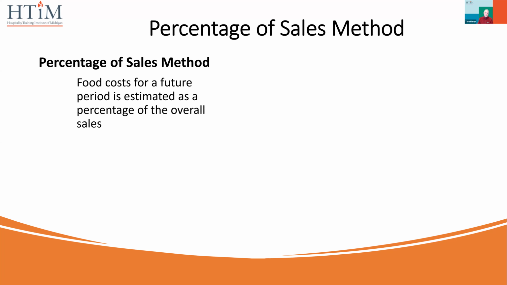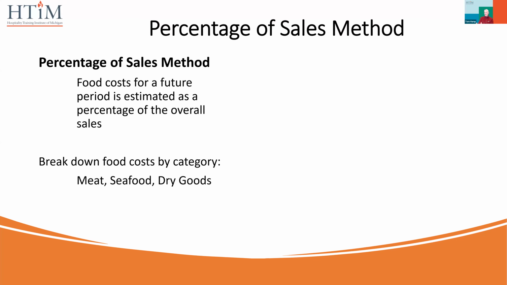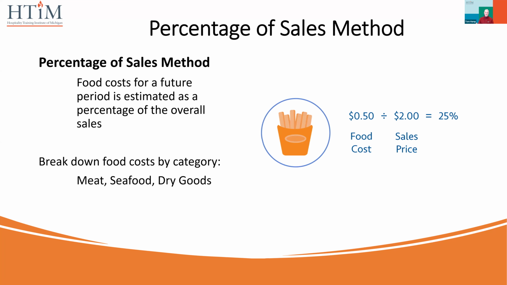So we want to make sure we're doing some type of analysis, and some of the big food items that you'll probably look at, break down your food cost by category. You'll want to look at your meat categories, your seafood, and your dry goods, right? So we know that if food cost is 50% and the sales price is $2, our food cost is 25%. So that's under the 30% that we talked about. But again, can we do that with all the other food? Probably not. It's going to be an average food cost that we're going to look at. And then remember, you want to make sure you're tracking beverages separately because they're a different animal altogether.